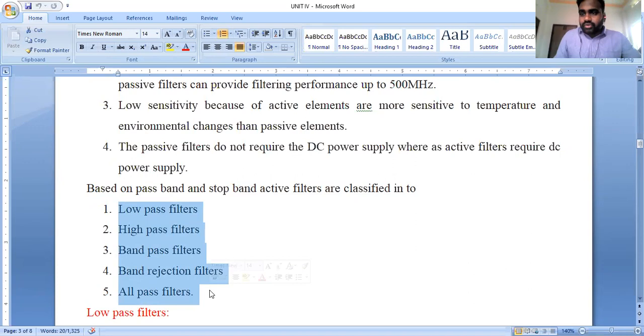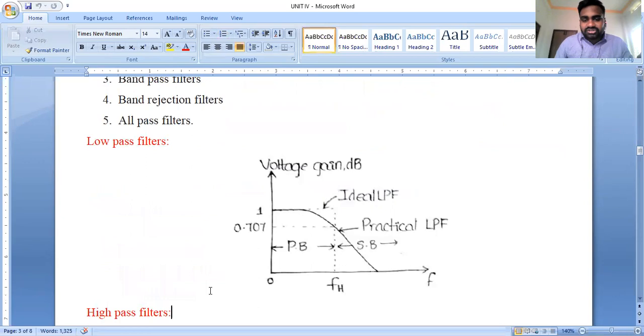Let us see the specifications and the explanation one by one. What is a low pass filter? This is a voltage gain characteristic drawn in decibels with respect to frequency. How does the filter process this type of signal? In this entire structure, on the y axis we have voltage gain, represented in decibels, and on the x axis we have frequency, represented in hertz. This is an ideal characteristic.